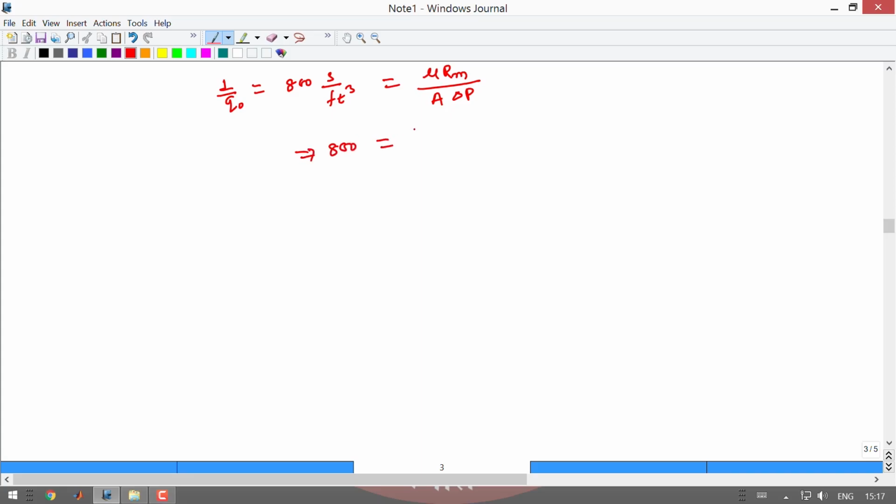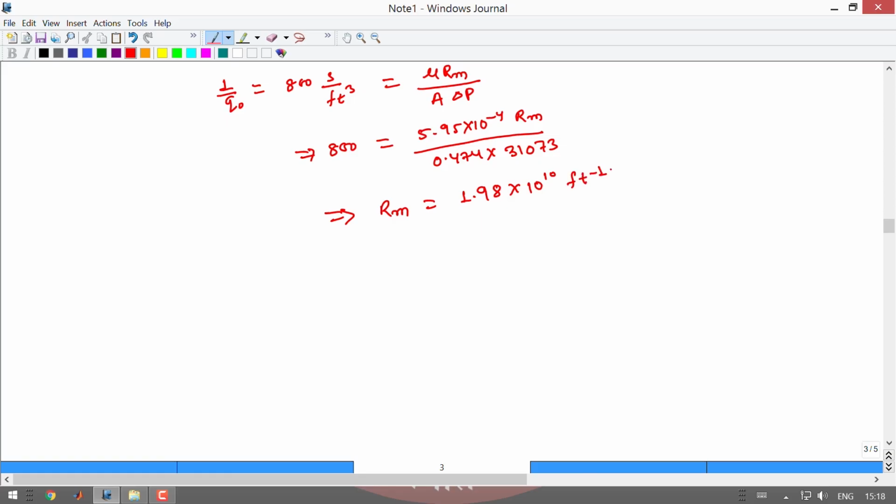800 equal to mu is 5.95 into 10 power minus 4 Rm divided by 0.474 into 31073. So, you will get Rm equal to 1.98 into 10 power 10 foot inverse. This is the first part of first question.